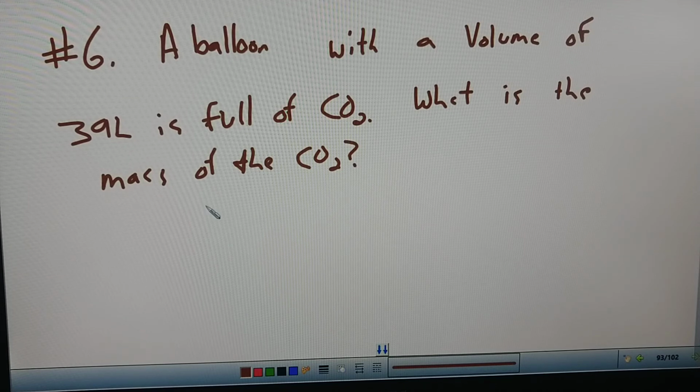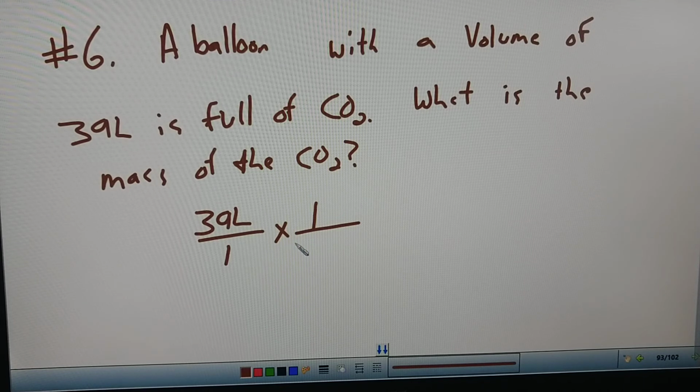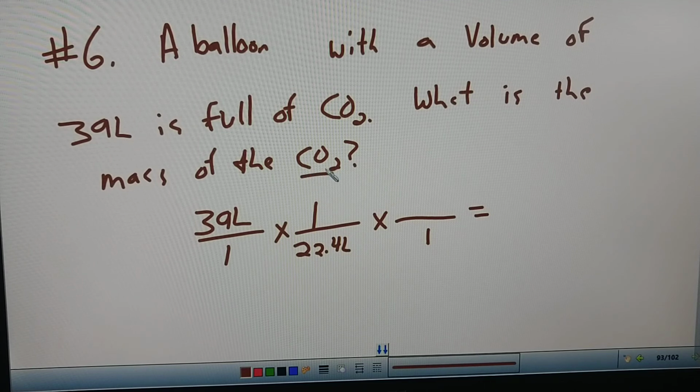Now I'll answer it. 39 liters is the number we're given, times 1 over the proper number. Liters, what's the proper number in liters? 22.4 liters, you're right. Times the proper number over 1, times what we're given here. Let's see, we're looking for grams. The proper number for CO2 in grams is, this is 12 plus 32, is 44 grams. Carbon dioxide and propane have the same molar mass. So we have 39 divided by 22.4 times 44.